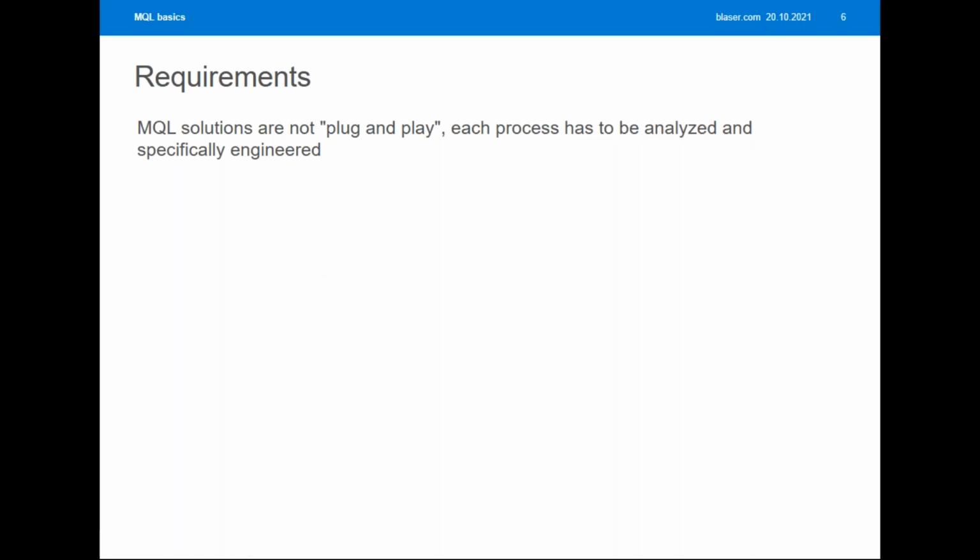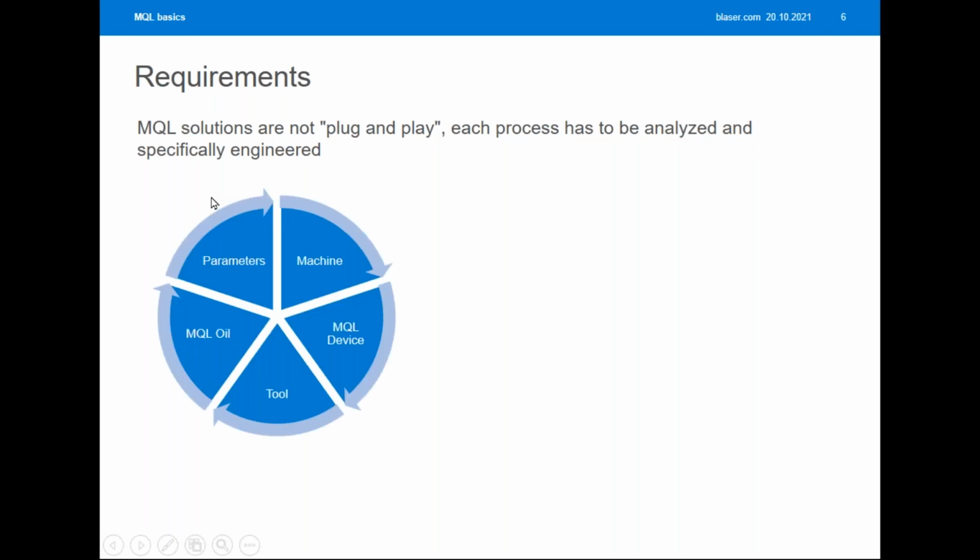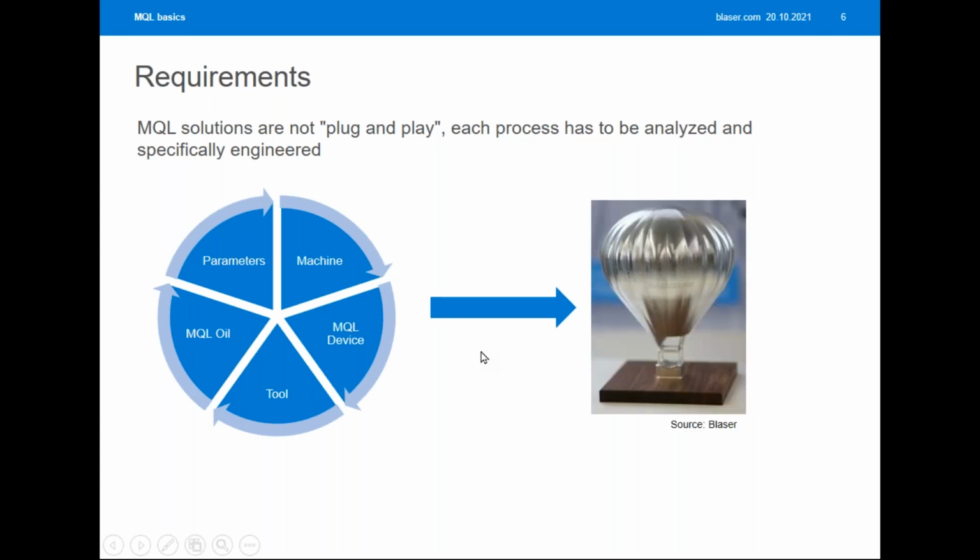This is what I mentioned in the beginning, that the process engineering becomes a very essential part of minimum quantity lubrication. So you see the variables: machine, MQL device, the tool is very important, the MQL oil, and also the parameters, and everything has to be set right to get a process working.